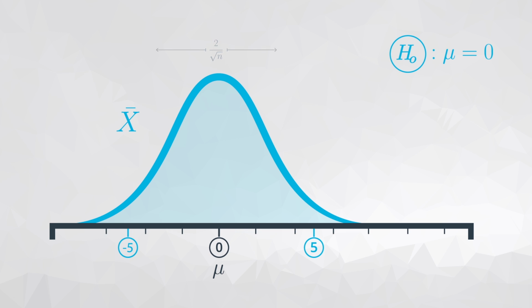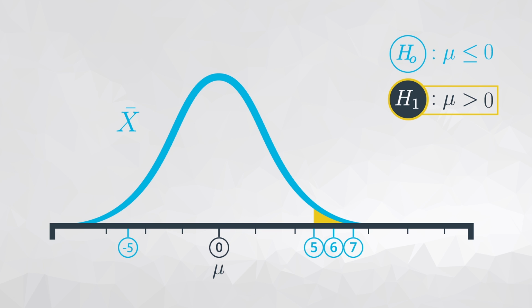If we want to know the probability that the population mean is actually greater than 0, you could update the hypotheses. Values like 6, 7, 10 all fall out here and are even more of an indication that the alternative is true, that our population mean is greater than 0. Additionally, what is the probability you observe something even more in favor of the alternative hypothesis? This shaded region here provides that probability, the p-value.